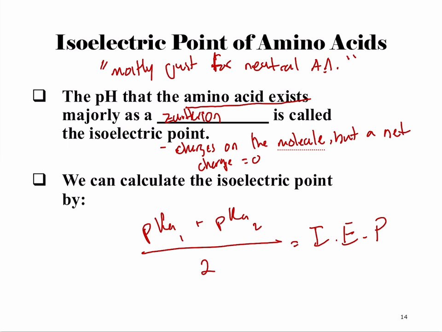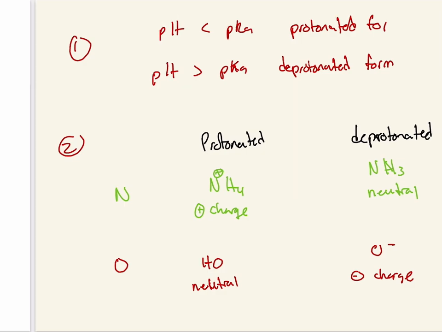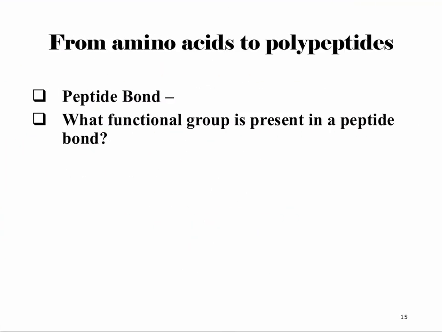Whenever you have the Zwitter ion form, that means that when the amino acid or peptide exists in the Zwitter ion form, you're at the isoelectric point. And so you do the exact same thing we did here by adjusting the protonation states of the amino acids.